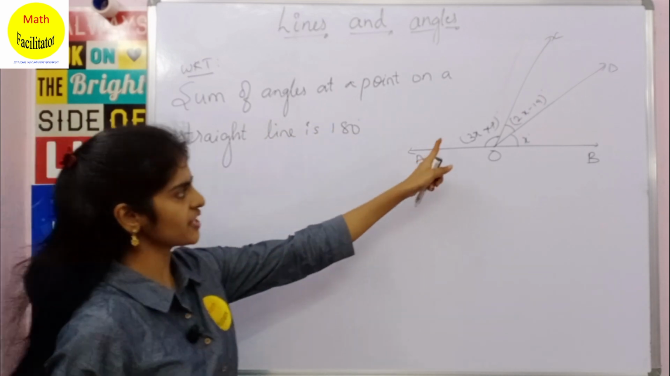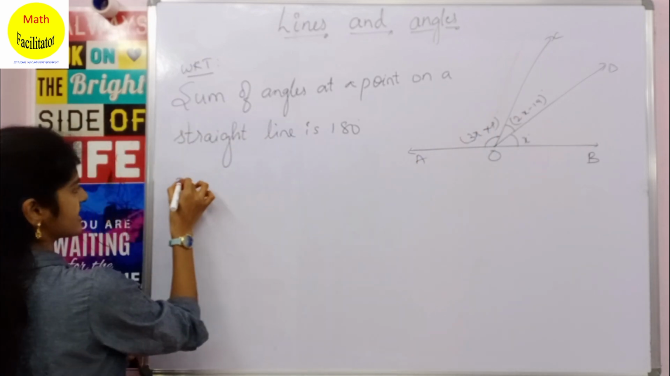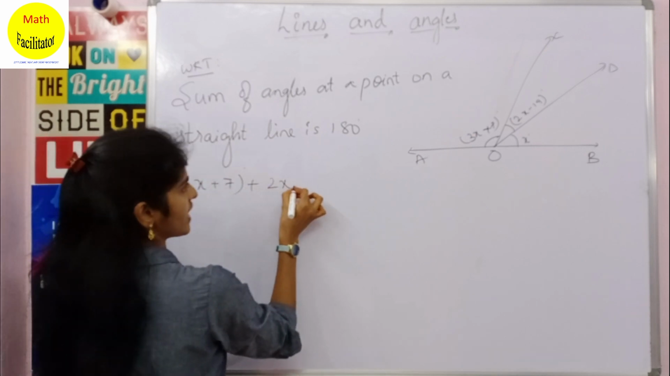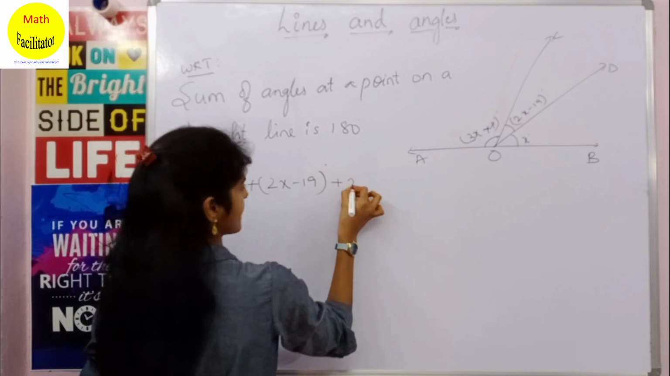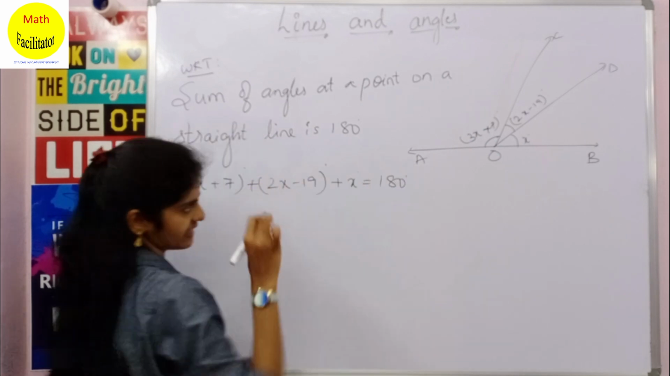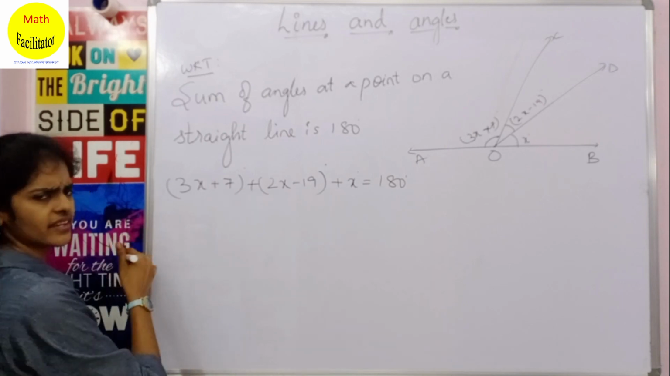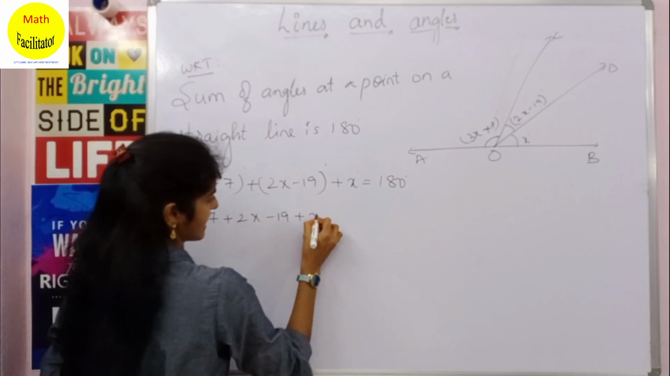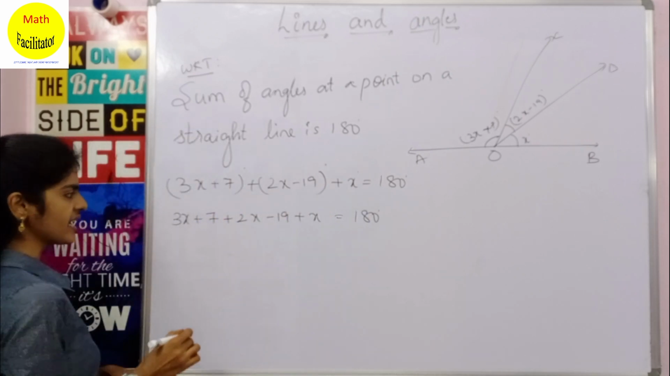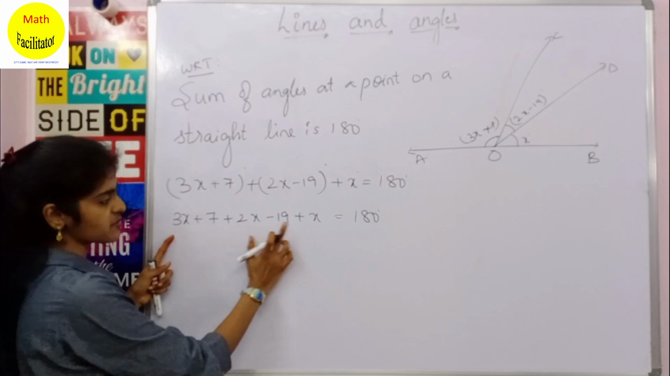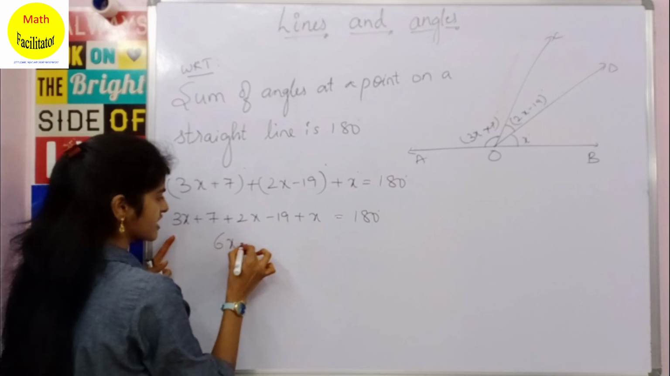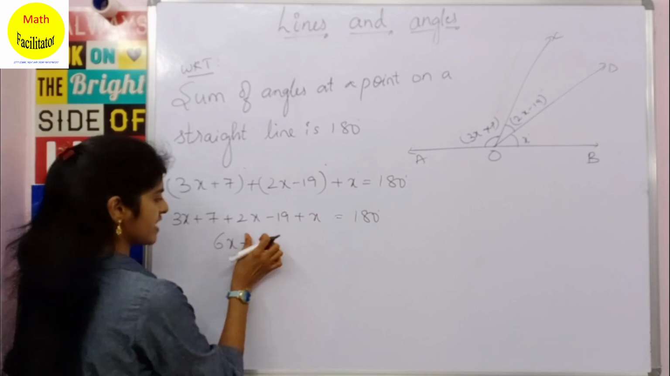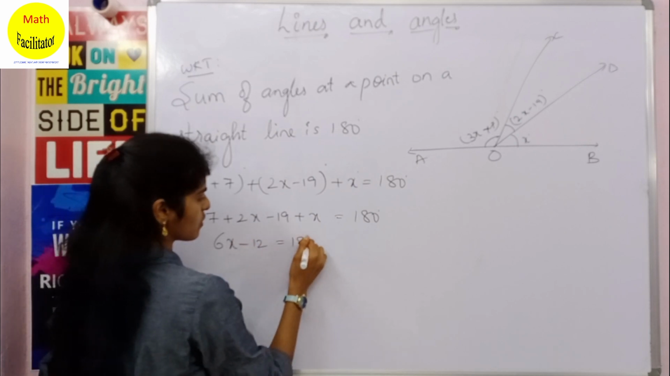So you will add all the given angles. So it is 3x plus 7 plus 2x minus 19 plus x, and that is 180 degrees. Clear? So just solving it: 3x plus 2x is 5x, plus x is 6x. Then you have 7 minus 19, which is minus 12. So 6x minus 12 equals 180 degrees.